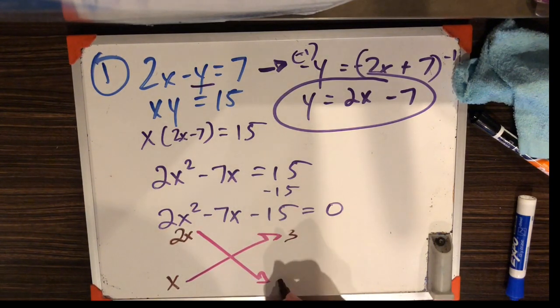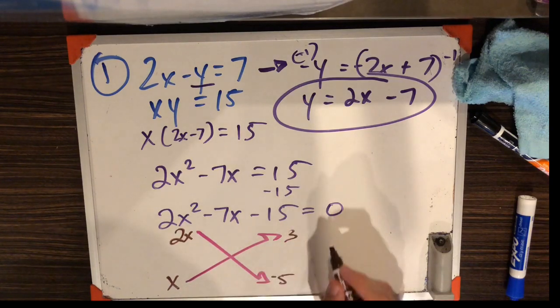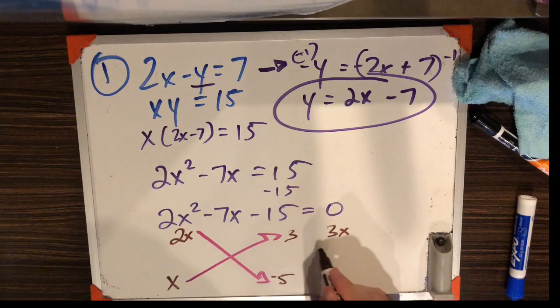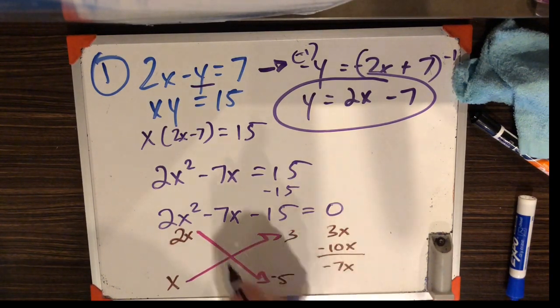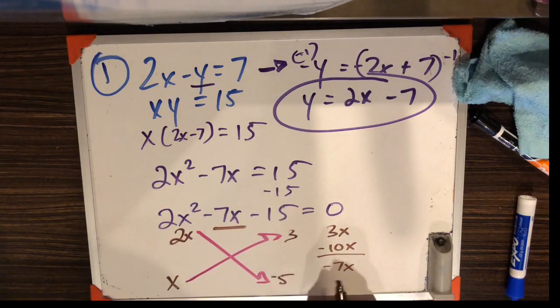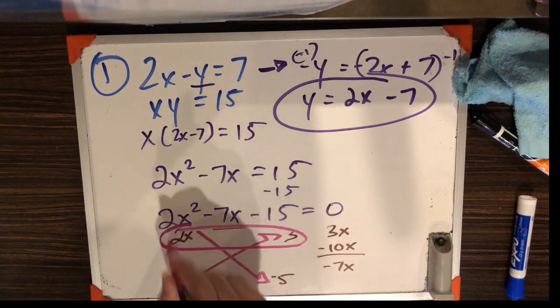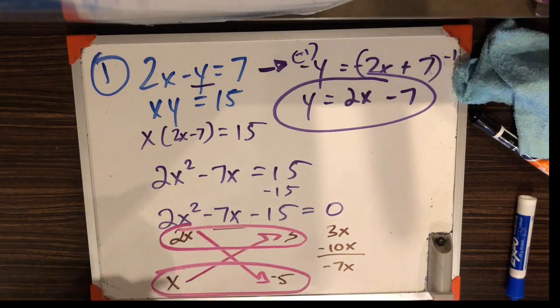Okay, so let's try out 3 and 5. Let's make this a negative 5. Okay, so x times 3 is 3x. 2x times negative 5 is a negative 10x. Okay, we end up getting negative 7x, which is exactly what we needed. So I know that this works. I know 2x plus 3 is one of my factors, and x minus 5 is my other factor. Okay?